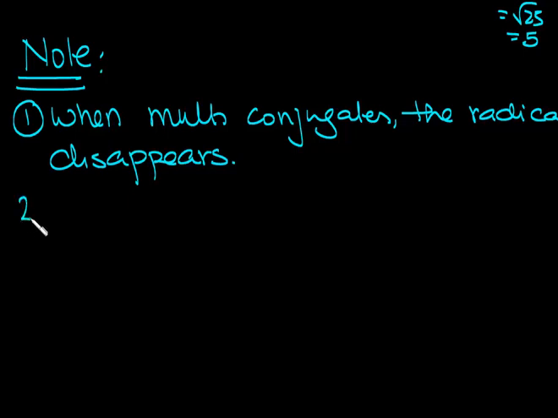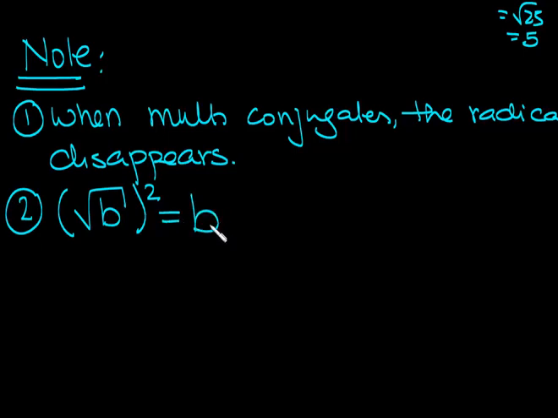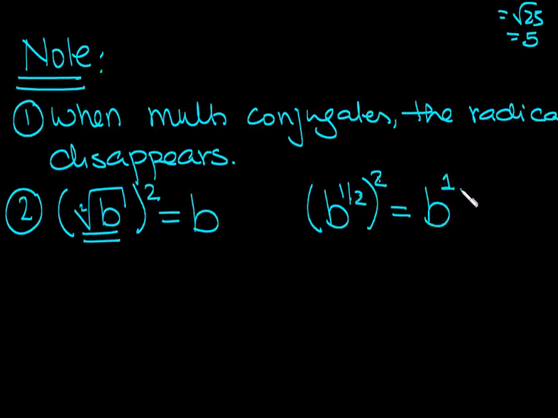Okay. The second thing to note is anytime you square a square root, you just get what's on the inside. And that's because of this property. If you remember, this is the same thing as what? b raised to 1/2, squared, right? Because this is a square root, and I can write that as an exponent using the definition of radicals. And then when you multiply this, you just get b raised to 1.